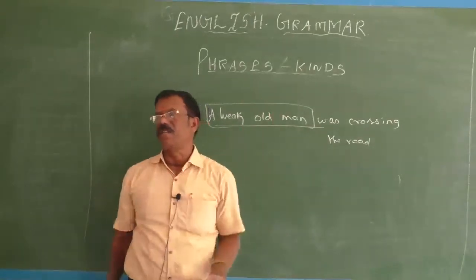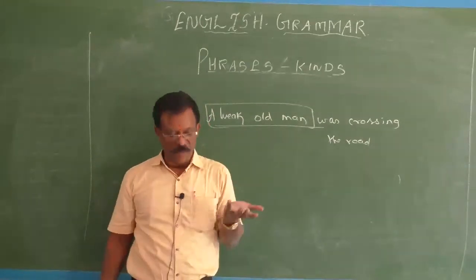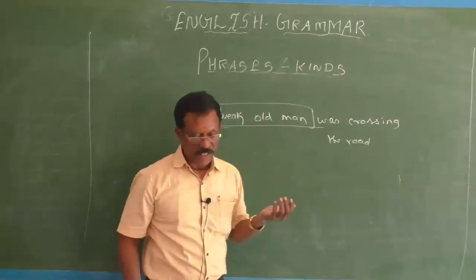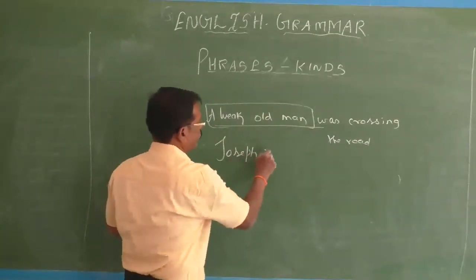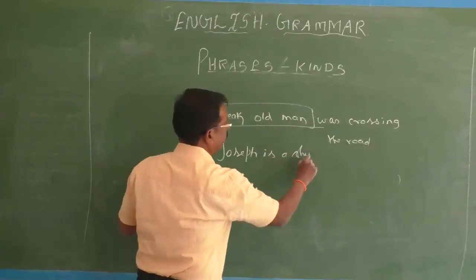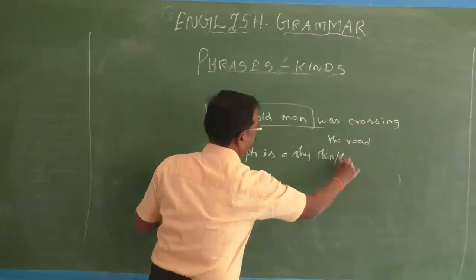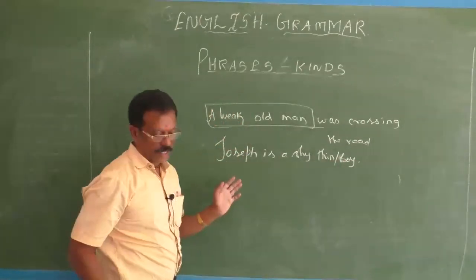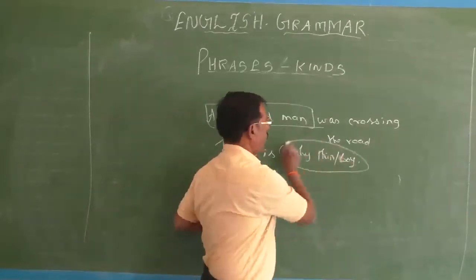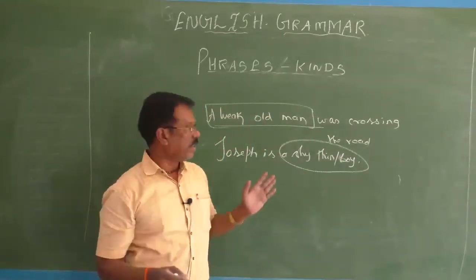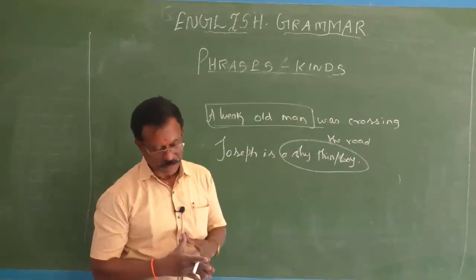Sometimes you may have that adjective phrase in the predicate part. Then you can call it predicatively used. For example, Joseph is a shy thin boy. Here, a shy thin boy is an adjective phrase. It is used in the predicate part of a sentence. Therefore, it is used predicatively.